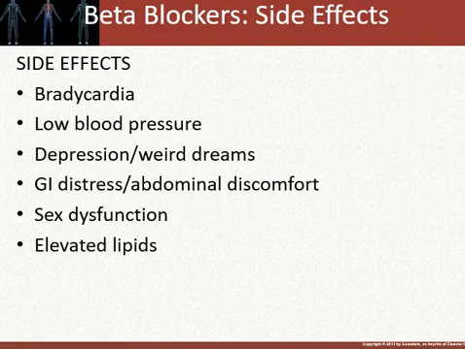And of course, some of the side effects to beta blockers are listed here. Of course, the main one's going to be bradycardia and low blood pressure. Other patients talk about maybe having depression or weird dreams. These would be beta blockers that cross the blood-brain barrier. Some will cause GI distress or abdominal discomfort, although this is relatively uncommon. Beta blockers do have some role in sexual dysfunctions. And of course, beta blockers have the unique ability to elevate lipids.